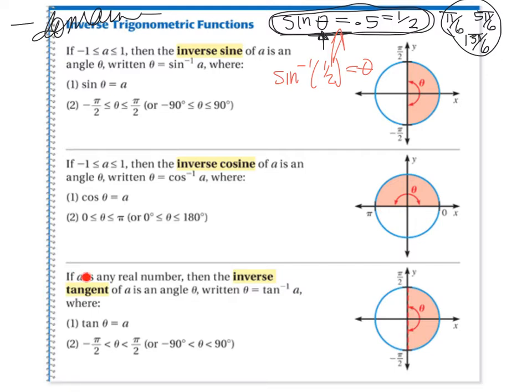Keep going. If a is any real number, then the inverse tangent of a is an angle theta, where theta is tan^-1 of a. So tan theta equals a, and my angle measurement is between -90 and 90, right there. Hopefully this makes more sense with some examples. So let's go.